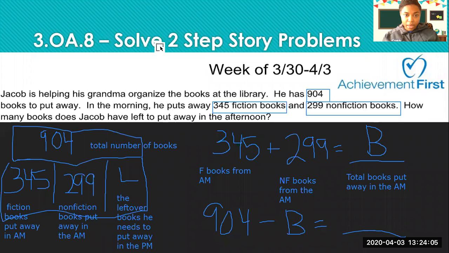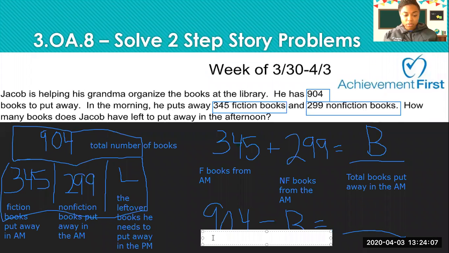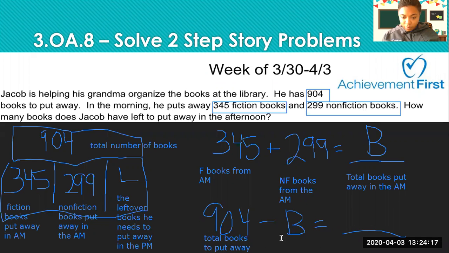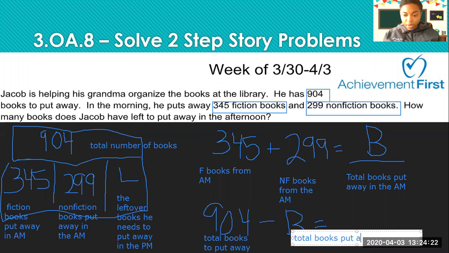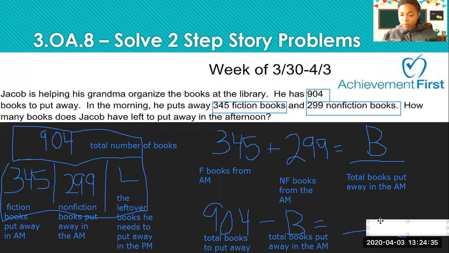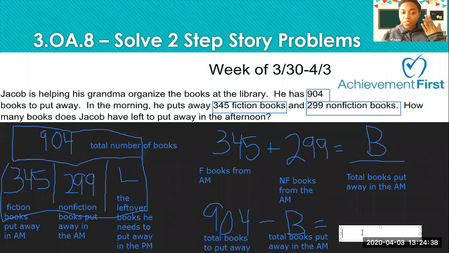Okay, we know that 904, this is the total books to put away. Know that. And then let me think, what does B represent? B represents the total books put away in the AM. So let me think, what will this answer represent? Oh, this is going to be the L. This is the leftover books that need to be put away in the PM.